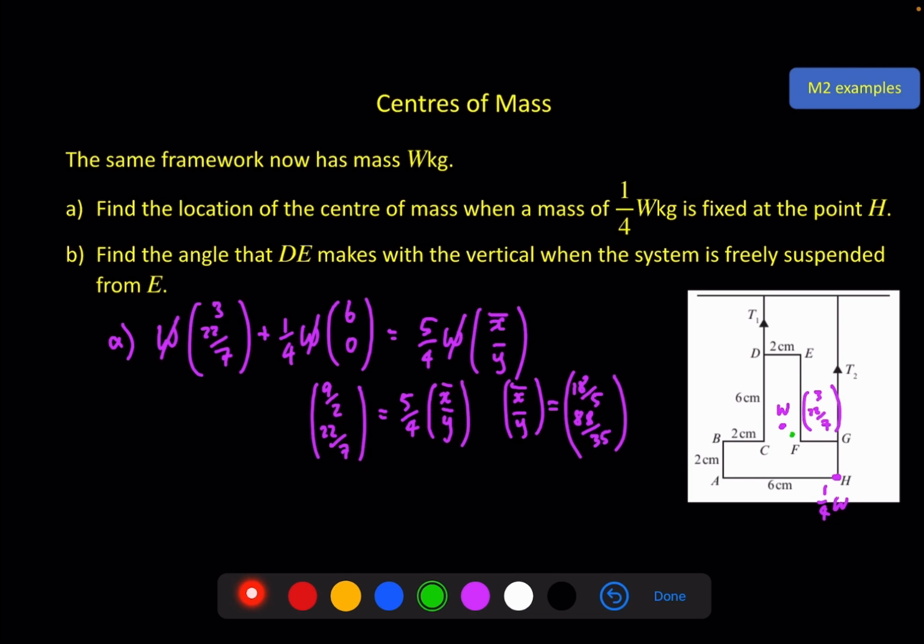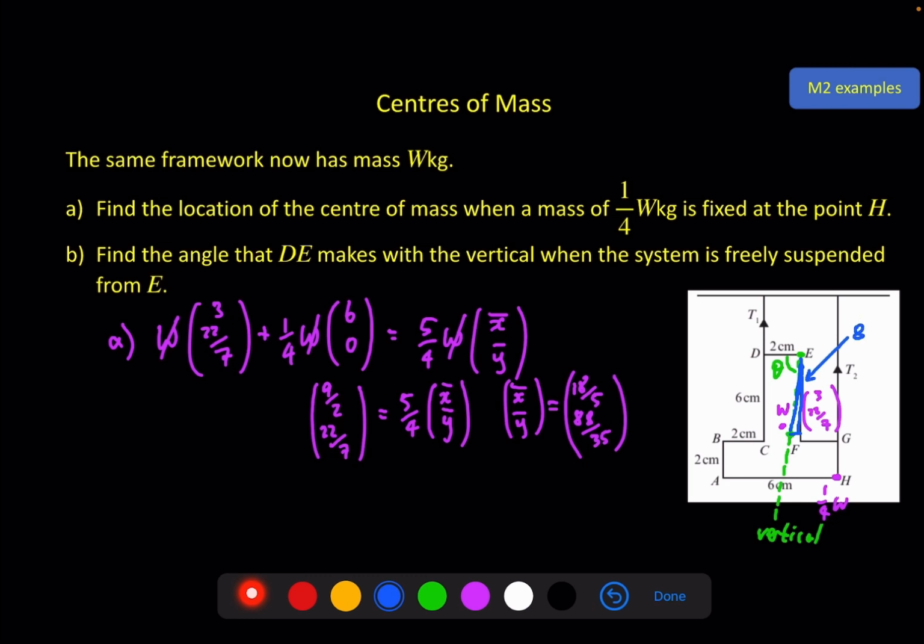Part B, find the angle that DE makes with the vertical when the system is freely suspended from E. So now we're suspending from E, and the vertical comes down through the new center of mass. Although my drawing isn't great. There we go. So this is the vertical. We need to find this quite big angle here. To do that, I probably would work with the really small angle in this triangle here, because the distance of this side here is quite easy to work out.